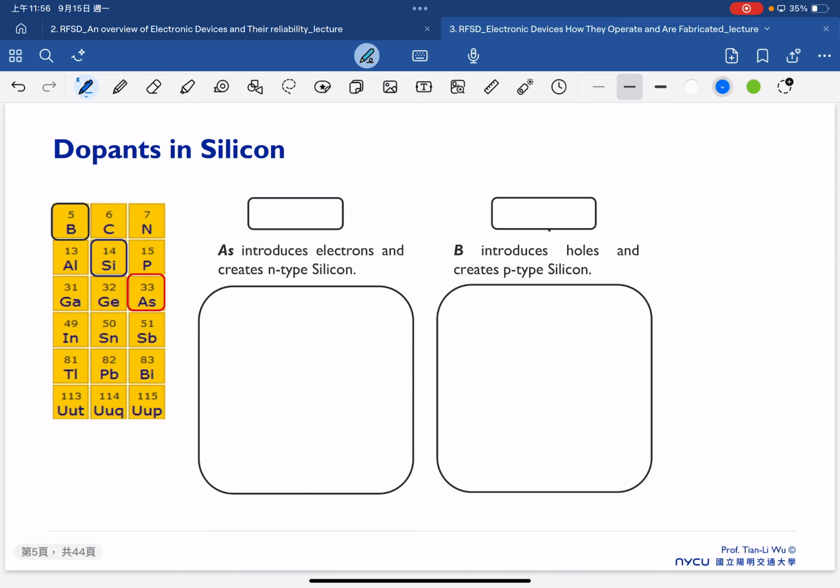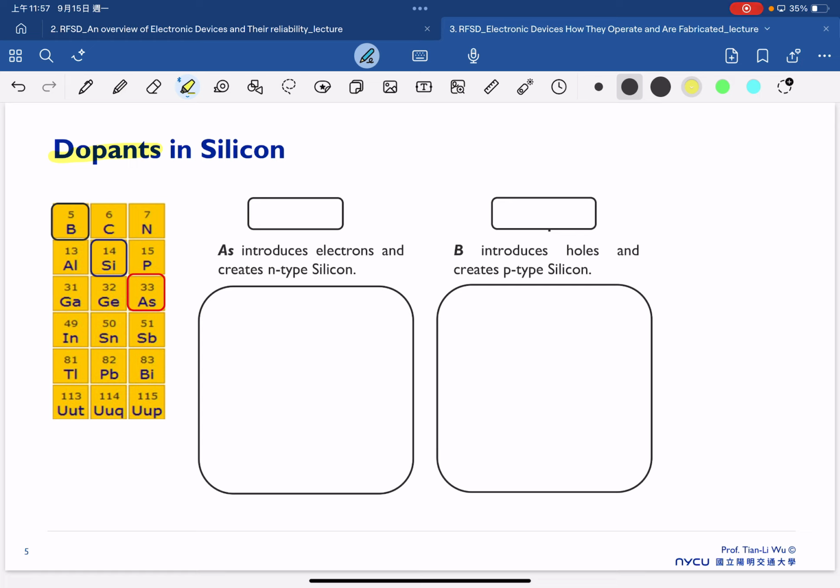One of the cool things for semiconductors is that we can have a very wide range of conductivity. But how we can make such a wide range of conductivity depends on how we can dope silicon. Doping means that we give this piece of material additional atoms, and then we can dramatically change its conductivity. That's why doping in semiconductors is very important.